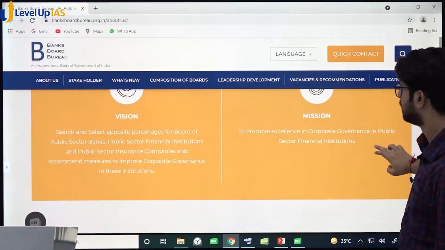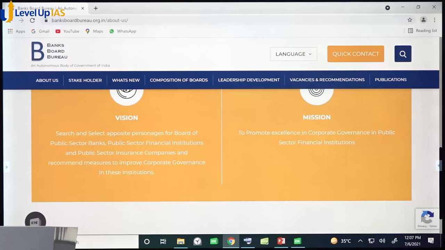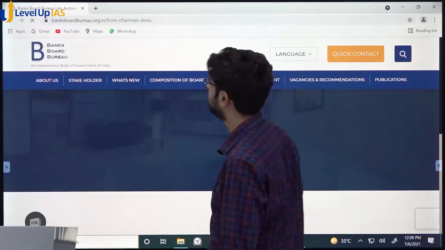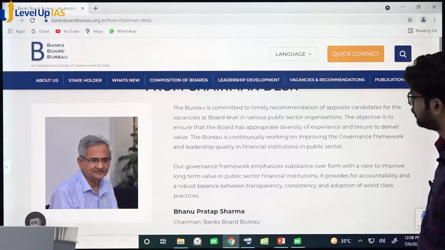What is the vision? Search and select appropriate people for boards of public sector banks, public sector financial institutions, public sector insurance companies, and recommend measures to improve corporate governance. Did you understand Bank Board Bureau? Who is the current chairman? Let us check. Bhanu Pratap Sharma is the current chairman. Okay, no need to remember this, I'm just telling. He would be a senior bureaucrat.